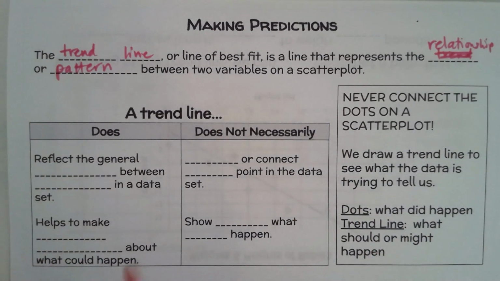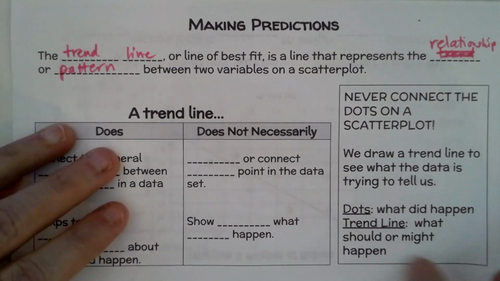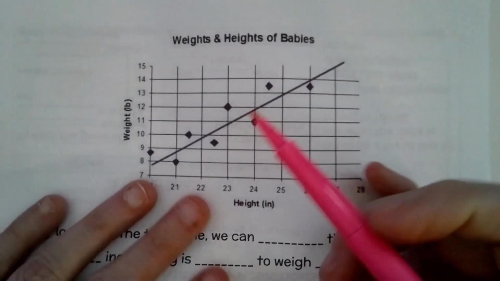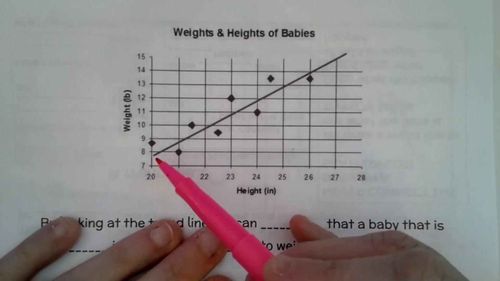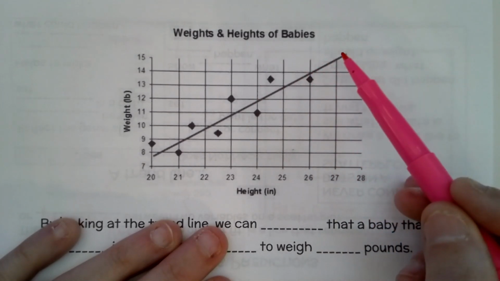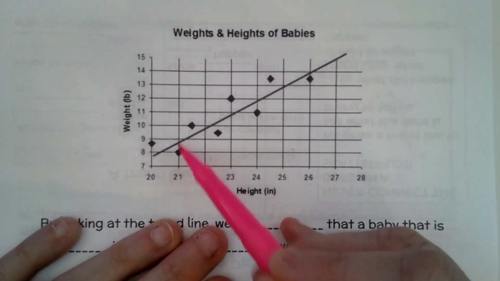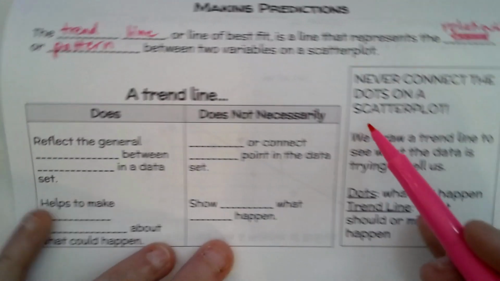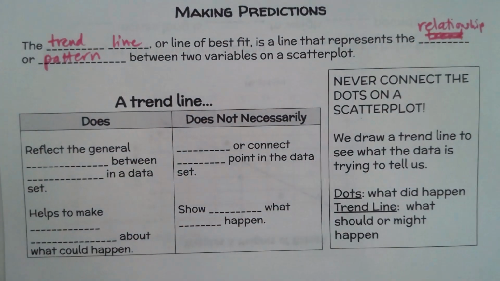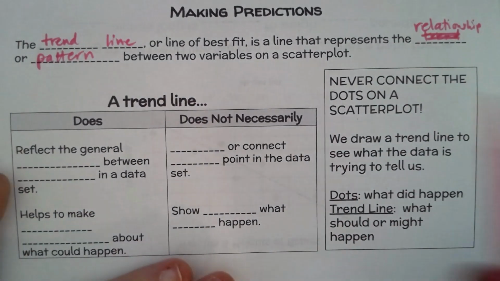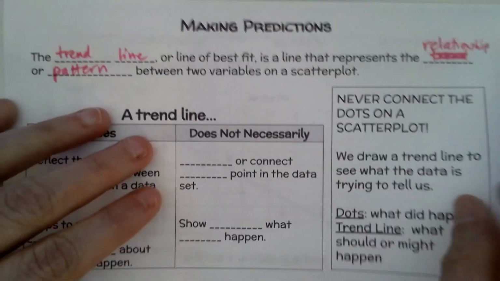Okay, so when I say a trend line, this is what I'm talking about right here. A trend line kind of goes through the data, but we're not connecting the dots. It was so nice, y'all, I had to say it twice. We never connect the dots on a scatter plot. So we draw a trend line to help us see what the data is trying to tell us.